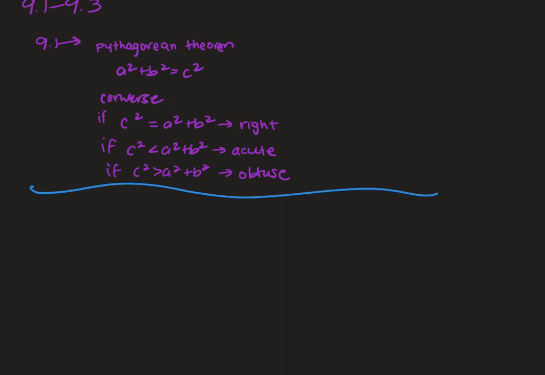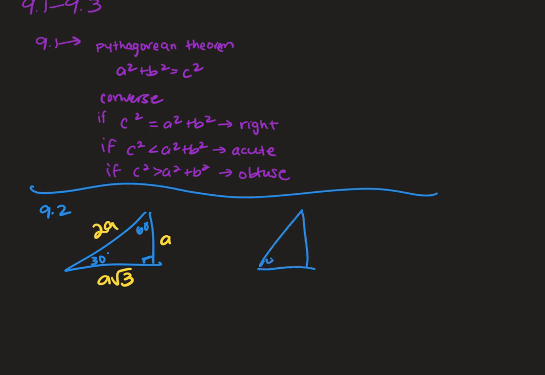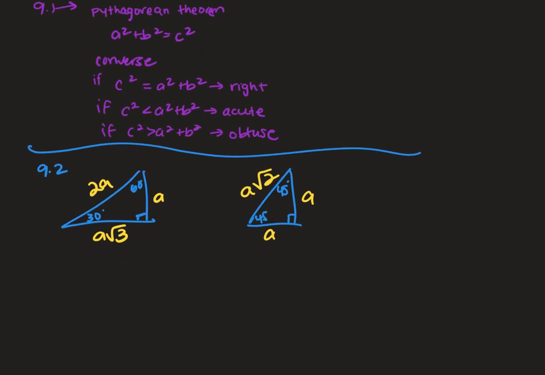In 9.2, we did our 30, 60, 90, and 45, 45, 90 triangle. So 30, 60, 90, the side lengths were opposite the 30 is a, opposite the 60 is a root 3, and opposite the 90 is 2a. And then in your 45, 45, 90 triangle, which is the isosceles right triangle, it's a, a, and a root 2. So opposite each 45 is the a, opposite the 90 is the a root 2.